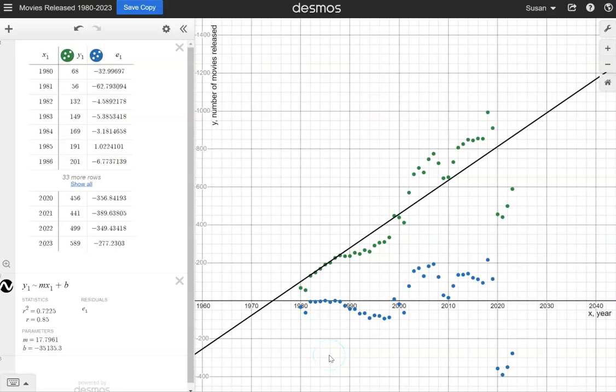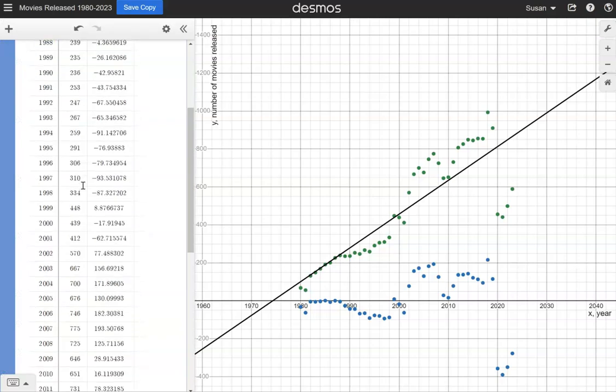Now all it's doing is taking those same points and plotting them above and below the x-axis to show how far off they are from that line. A positive residual means the point was above the line. A negative residual means it's below the line. And the further away it gets from 0, the bigger the error. The values for the residuals are actually posted in this table. You can click here to see all of them.